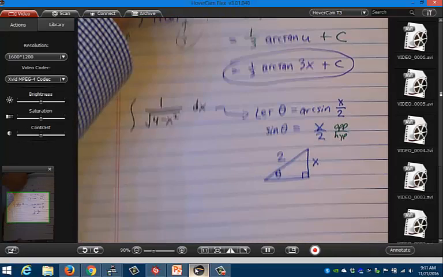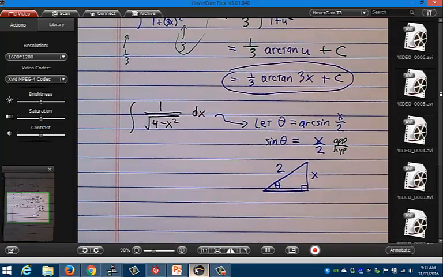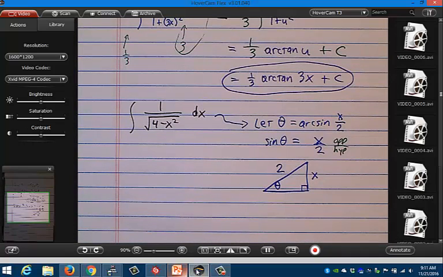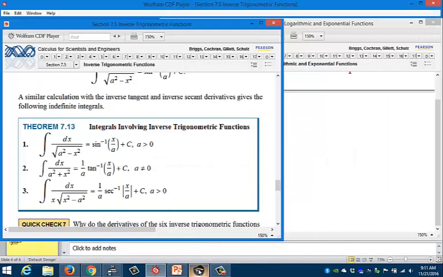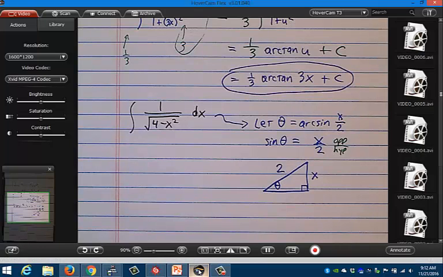What it really comes down to is, if you look at their formulas, they say the final answer is going to be the arc sine of x over a. You see that? Well, the a is whatever's being squared on the left, and the x is whatever's being squared on the right. So for us, I said, well, it's got to be 2 and x. Okay?